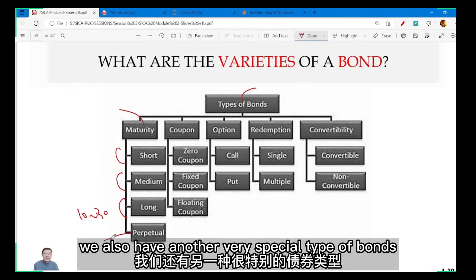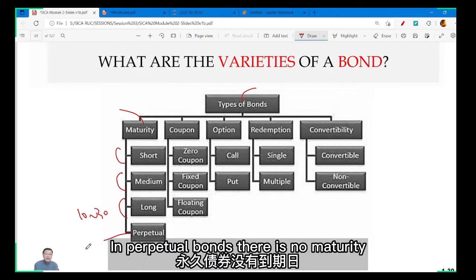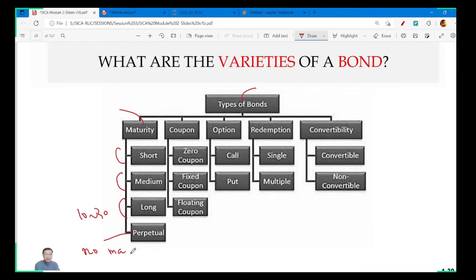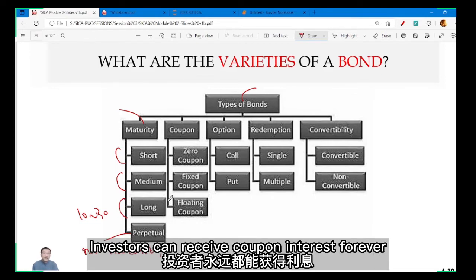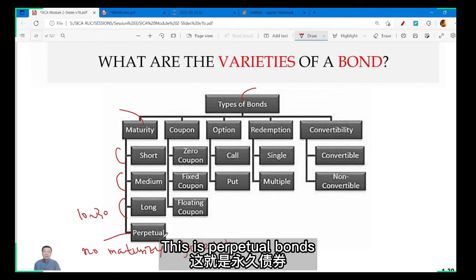Besides this, we also have another very special type of bond, which is called perpetual bonds. In perpetual bonds, there is no maturity. Investors can receive coupon interest forever. This is perpetual bonds.